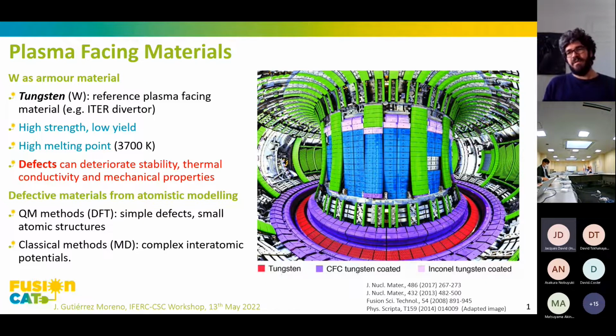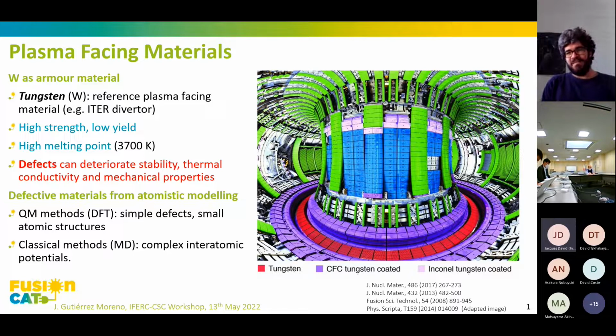But during reactor operation, due to the heat fluxes and neutron irradiation, defects are going to be formed in tungsten. That means that the initial properties of the material will change, and after some time we may end up with a material that has different properties than the one we had in the beginning. We want to understand what is going on and how those changes will affect the operation of the reactor.